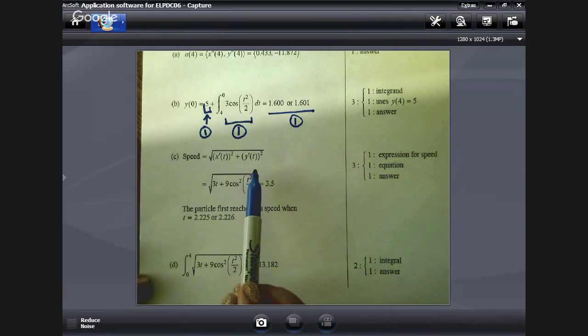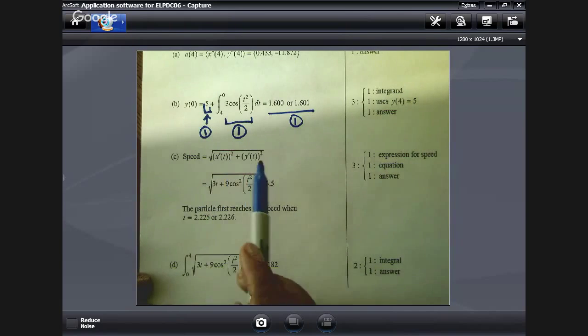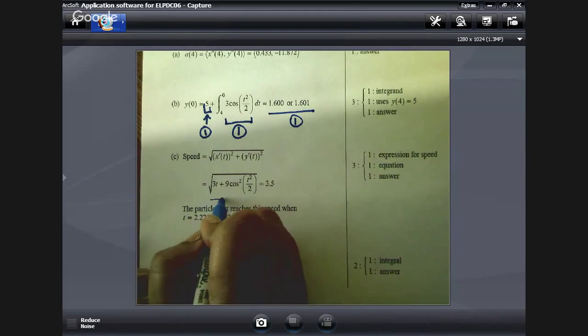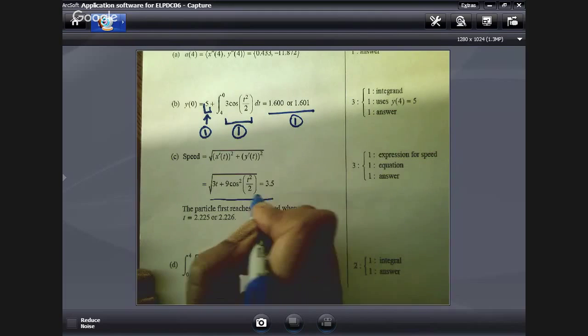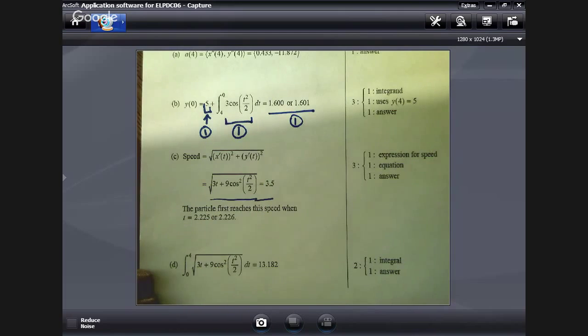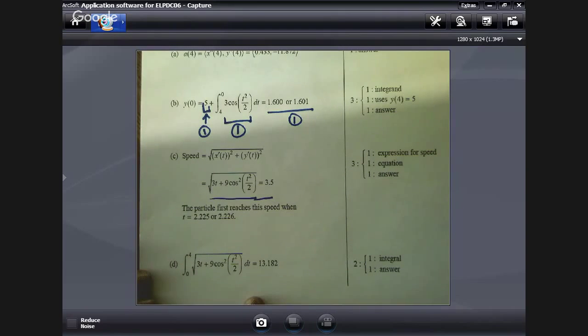Here's my speed expression. Right? You don't get the point really for writing this down. You get the first point for writing that down: the square root of 3t plus 9 cosine squared t squared over t. Right? 1 point for the equation, right? Setting this equal to that. And then 1 point for the answer, t equals 2.225 or 2.226, depending on whether you prefer to round or truncate.